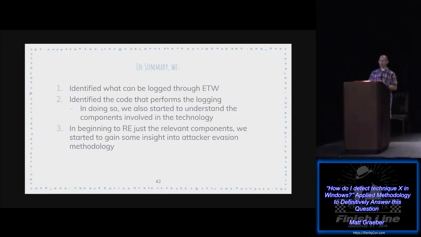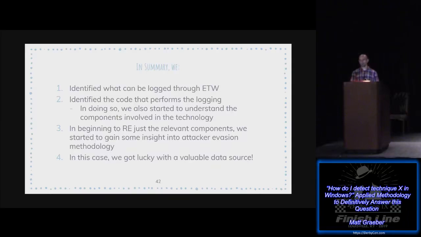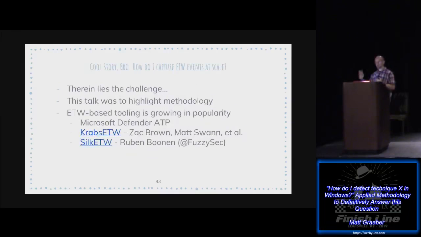Okay, so in summary, we've identified what can be logged through ETW. We've identified the code that performs the logging, and in doing so, we started to understand the components involved in the technology. And in beginning to reverse engineer these components, we started to gain some insight into how an attacker might go about evading our detections. And in this case, we got lucky with an extremely valuable data source. In this case, event ID 23.